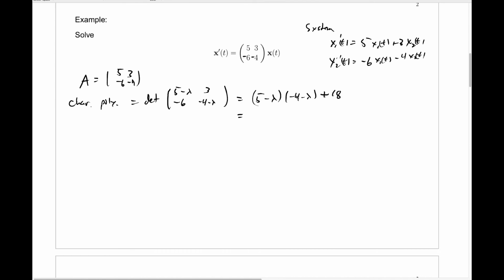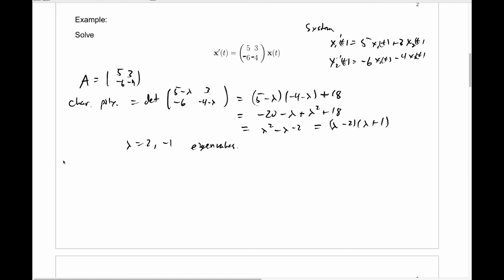And that's equal to negative 20. Then we have plus 4 lambda and minus 5 lambda. And then we have plus lambda squared plus 18, which we can write as lambda squared minus lambda minus 2. And we can easily factor that as lambda minus 2 times lambda plus 1. That tells me that lambda equals 2 and lambda equals minus 1 are the eigenvalues. Those are the roots of this characteristic polynomial.